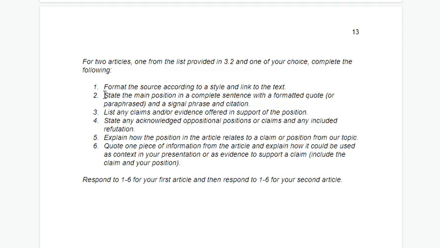Number 6, quote one piece of information from the article and explain how it could be used as context in your presentation or as evidence to support a claim. Include the claim and your position. Respond to 1 through 6 for your first article and then respond to 1 through 6 for your second article.